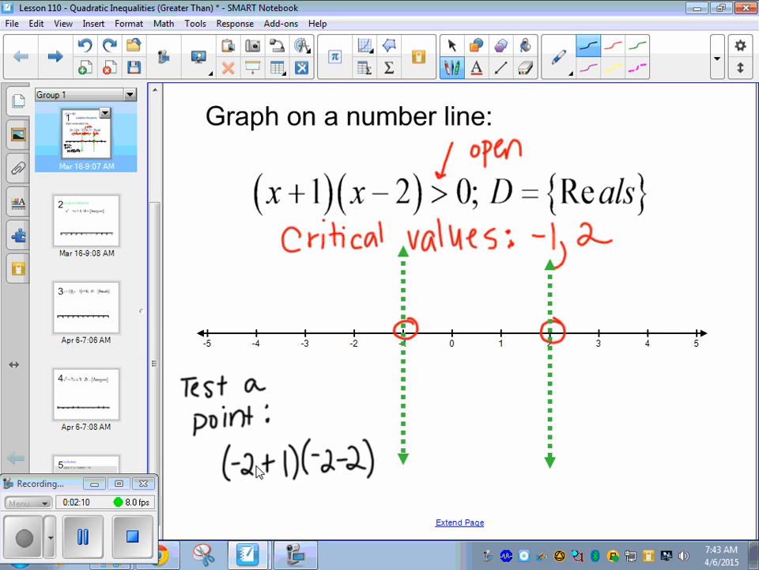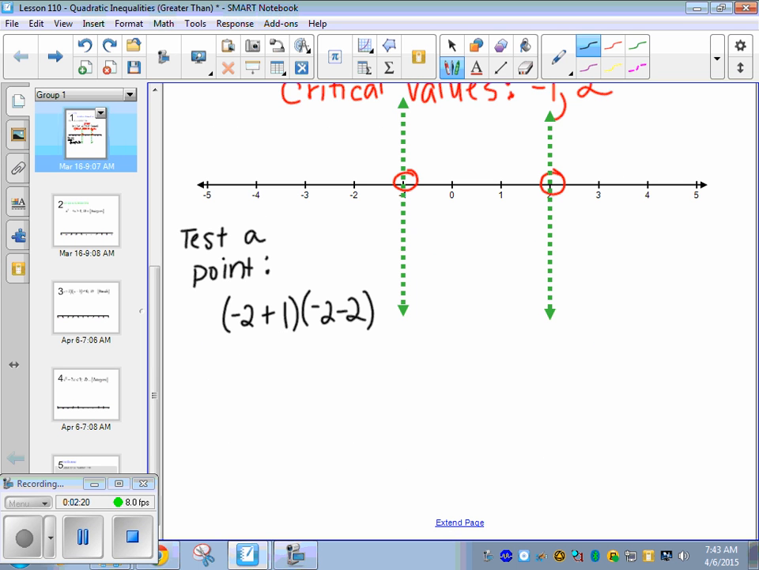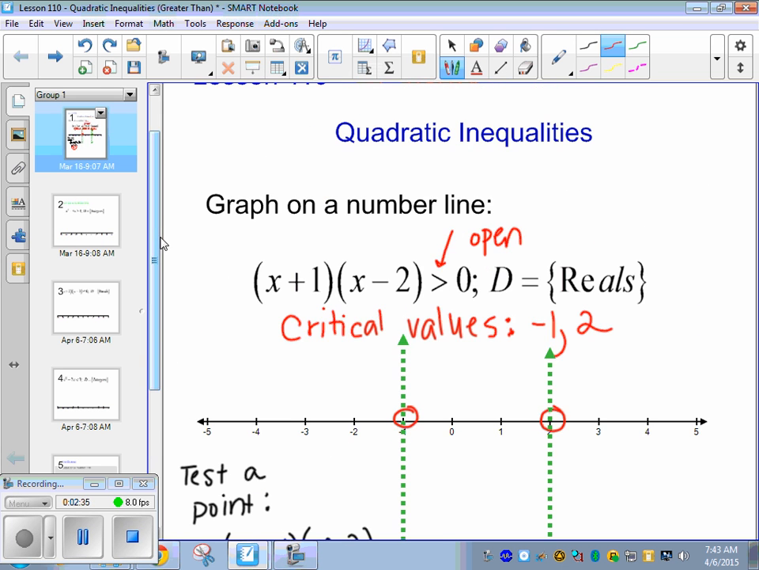So -2 plus 1. All we care about is, is this positive or negative? We don't need actual values. So is -2 plus 1 positive or negative? It is negative. Is -2 minus 2 positive or negative? It is negative. And so is a negative times a negative positive or negative? Positive. And so we're looking for numbers that are positive here.